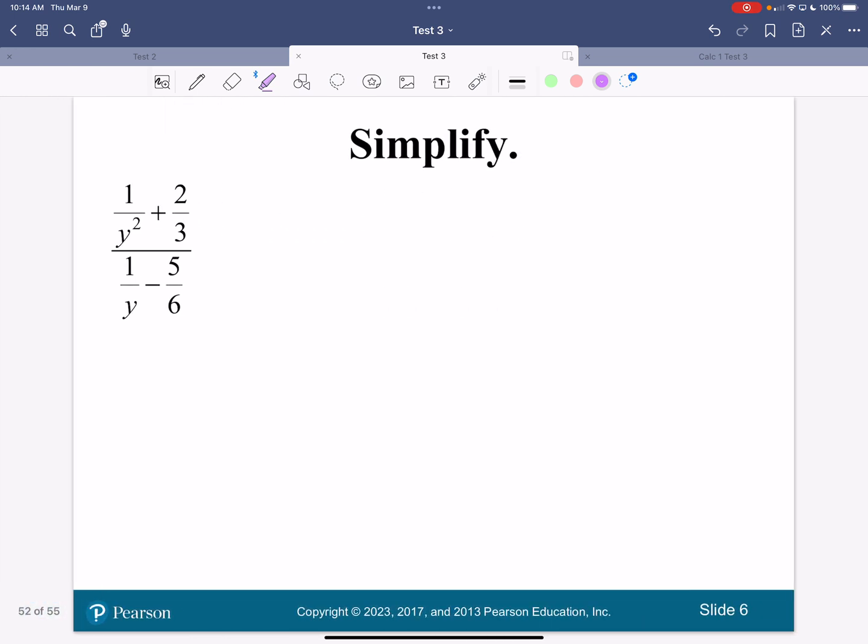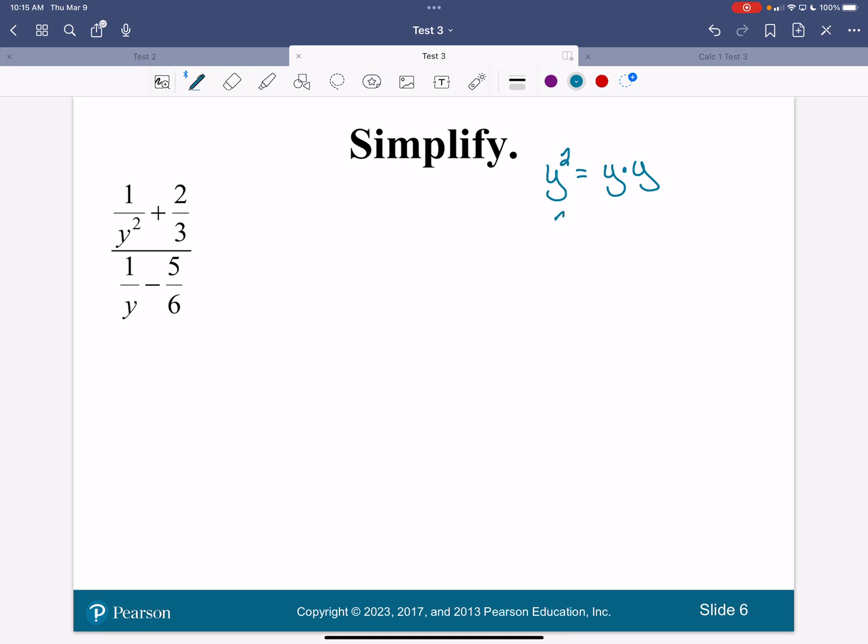Okay. So let's look at what we've got here. I have 4 denominators that I need to look at: y squared, 3, y, and 6. Those are the 4 denominators. I need to find the LCD of all 4 of those. So I'm going to break each one into primes. I have y squared. That's just going to be y times y.